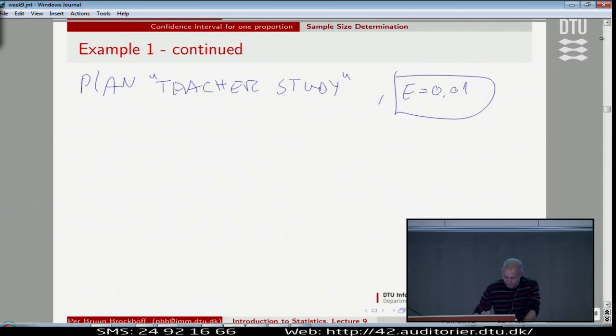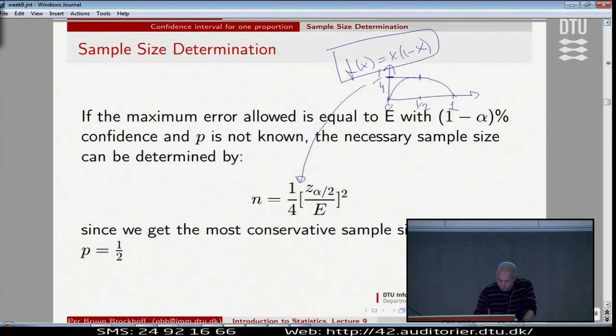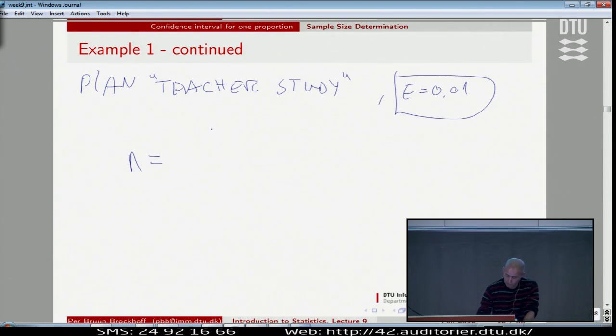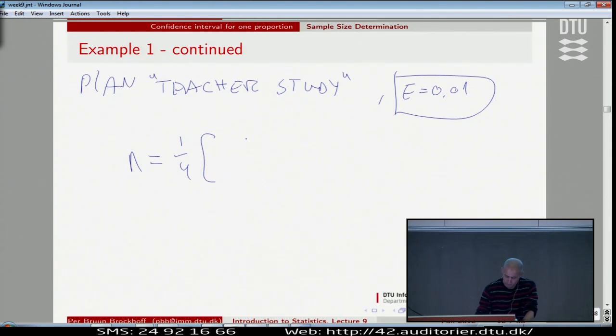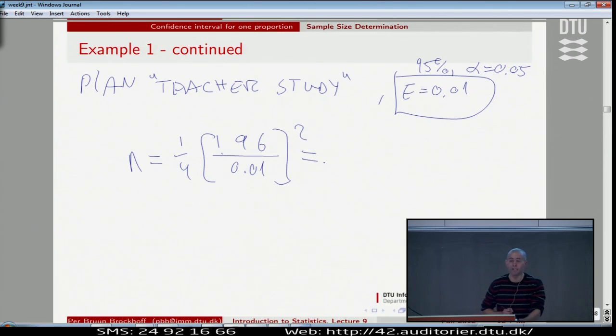Let's try to compute the thing. And let's use this one. Actually, if the number of teachers were 50-50, this is the right formula to use. So we should compute n equal to 1/4 times 1.96, I should say that I use 95%, that is alpha equal 0.05, divided by the required number and squaring it, and let's see how many teachers we should actually ask, or how many voters we should ask to have such a precision in a poll. If the percentage would be around 50-50, if that's the percentage, this is the amount of people we should ask.